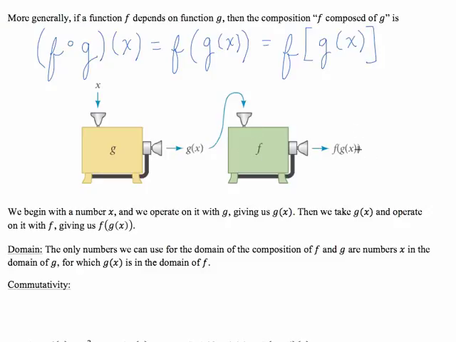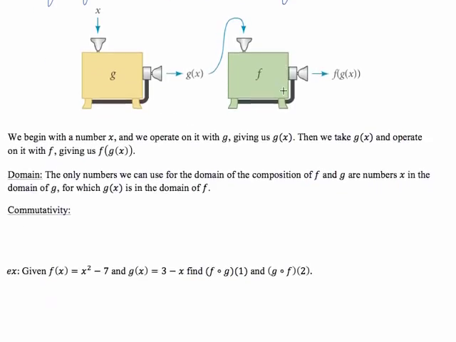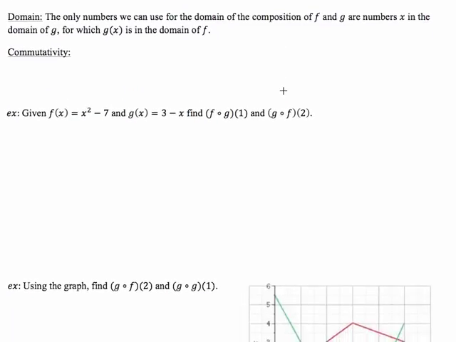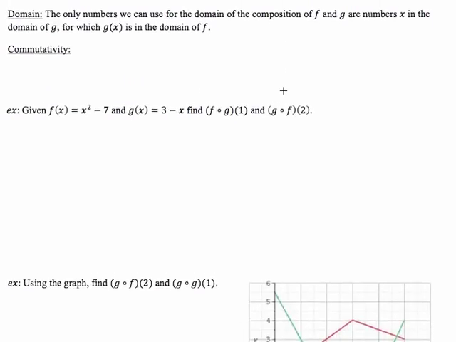Okay, the domain is a little bit complicated, so I'm just going to mention it briefly. Basically, you can only use numbers for this composition function, for numbers x that are both in the domain of g and whose output is in the domain of f. In other words, if you end up dividing by 0 or something odd, that would not be in the domain. It's a little complex, so we're not going to get too much into that.